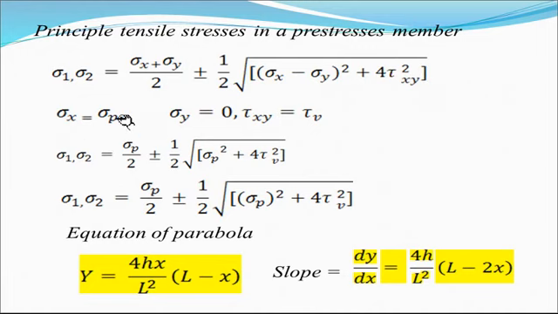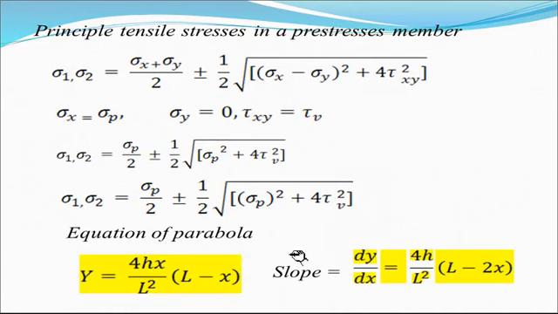Sigma x is equal to sigma p in case of a pre-stressed beam, and sigma y is 0. Therefore, tau xy is tau p. So the maximum and minimum principal stresses, sigma 1 and sigma 2, are equal to sigma p by 2 plus or minus 1 by 2 under root of sigma p square plus 4 times tau p square. This is the principal stress.